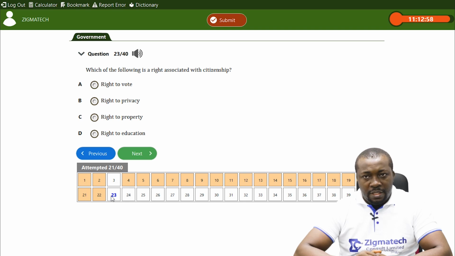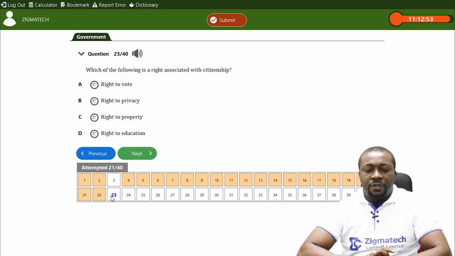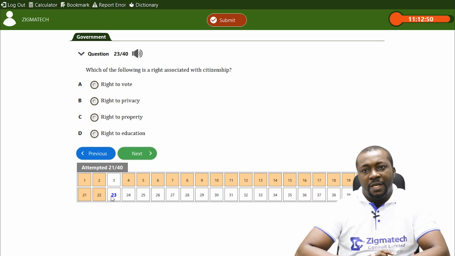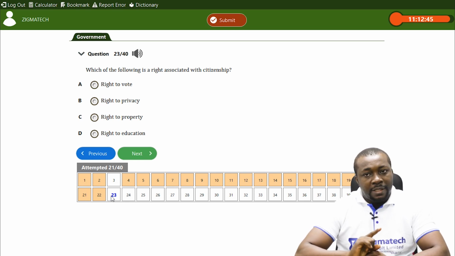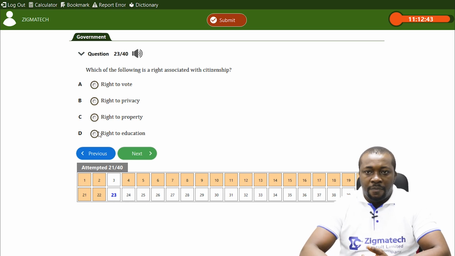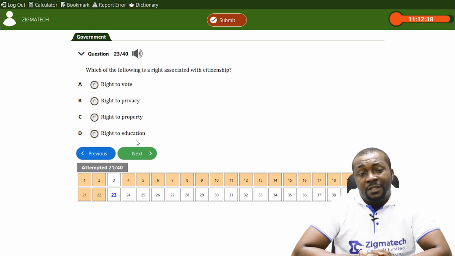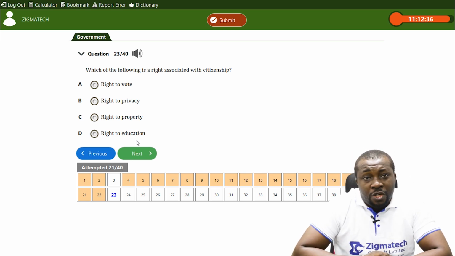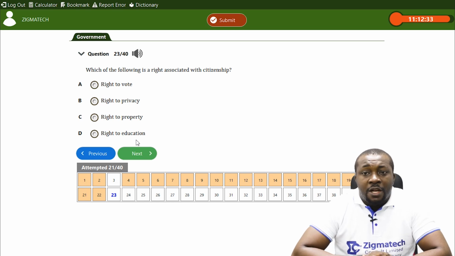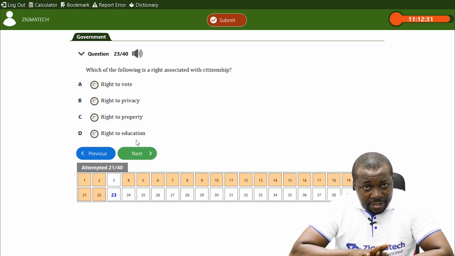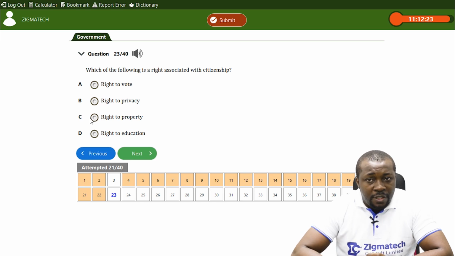Question number 23. Which of the following is a right associated with citizenship? That is a civic right. Only citizens can enjoy it. Now let's look at it from below. Option D says right to education. Is it only citizens that are entitled to education in a country? In the country where you are, non-citizens are attending schools. So it's not right to education.